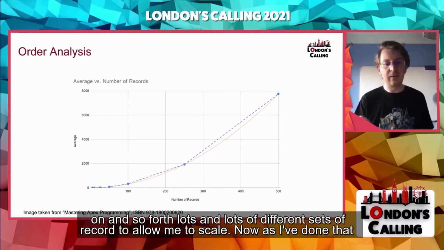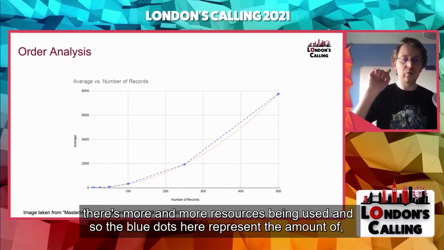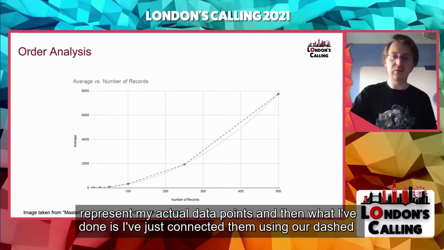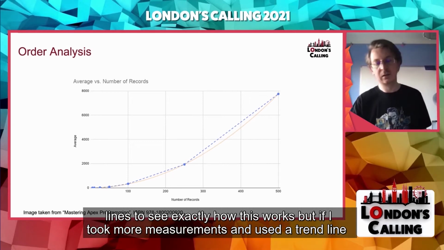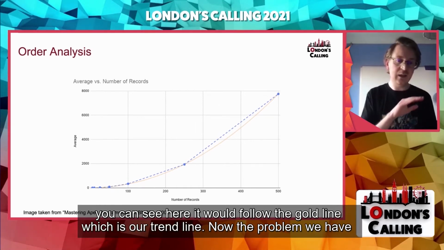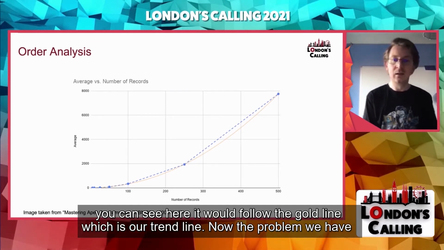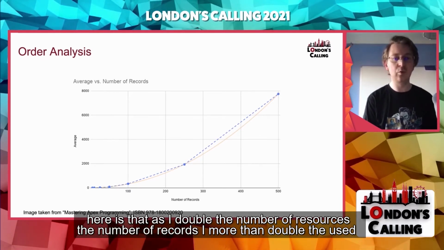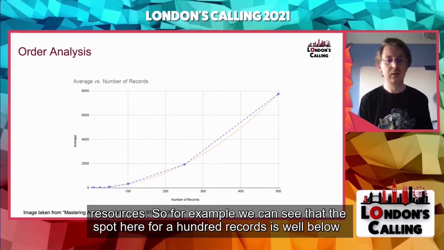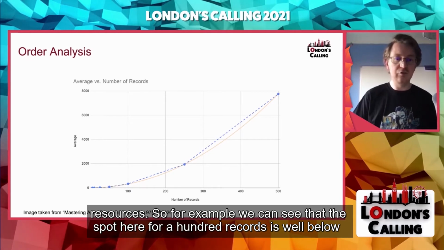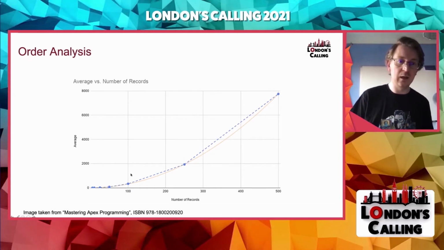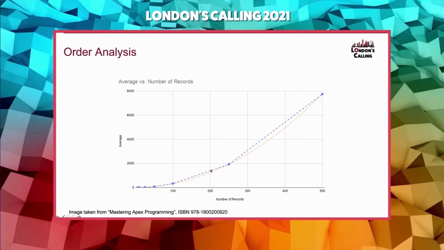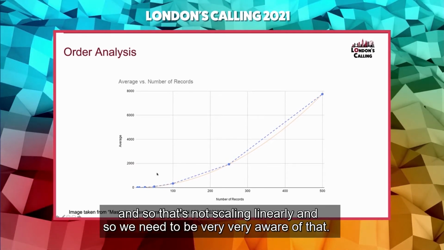Now, as I've done that, there's more and more resources being used. And so the blue dots here represent my actual data points. And then what I've done is I've just connected them using dashed lines to see exactly how this works. But if I took more measurements and used a trend line, you can see here it would follow the gold line, which is our trend line. Now, the problem we have here is that as I double the number of records, I more than double the used resources. Okay. So for example, we can see that the spot here for 100 records is well below 1,000 milliseconds on average, whereas our spot for 200 records would in fact be above that. Okay, and so that's not scaling linearly, and so we need to be very, very aware of that.